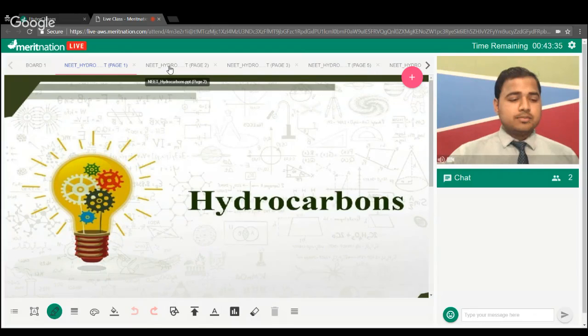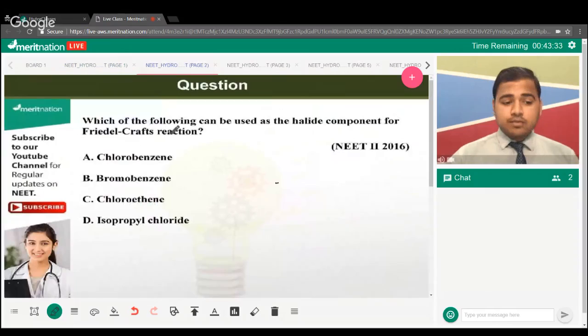The first question: which of the following can be used as the halide component? The question strictly mentions the halide component, so you have to underline it. It is about the halide component for Friedel-Crafts reactions. In the Friedel-Crafts reactions, we have two types of reactions. First one is Friedel-Crafts alkylation. Second one is Friedel-Crafts acylation.